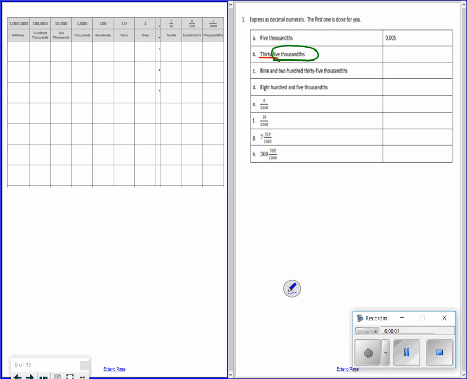Okay, so this one is 35 thousandths. You've got to make 35 with the 5 in the thousandths. So I'm making 35 with 5 in the thousandths. No empty squares. So that's what it should look like.